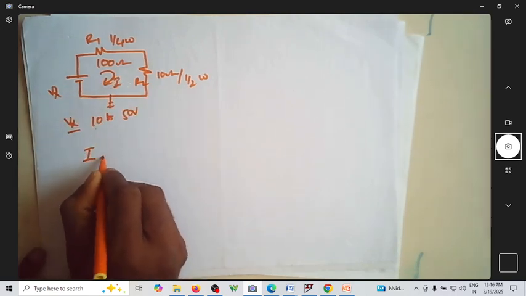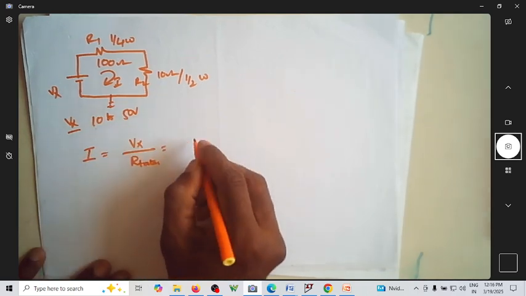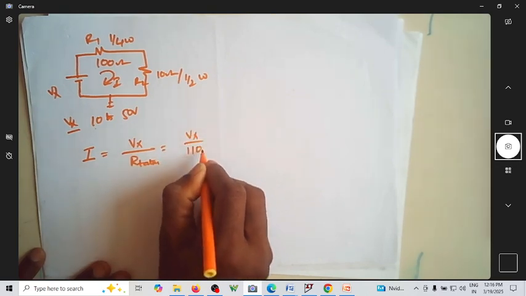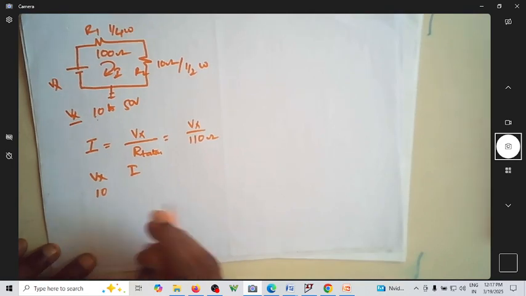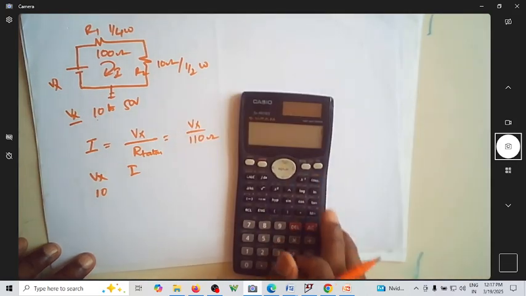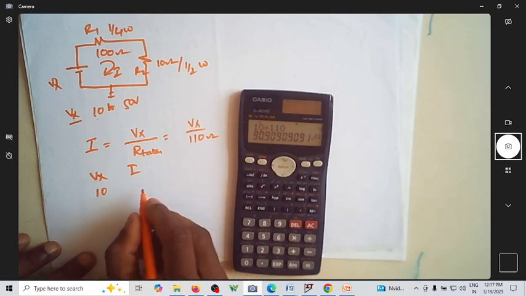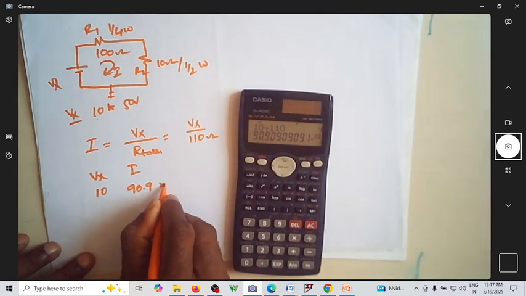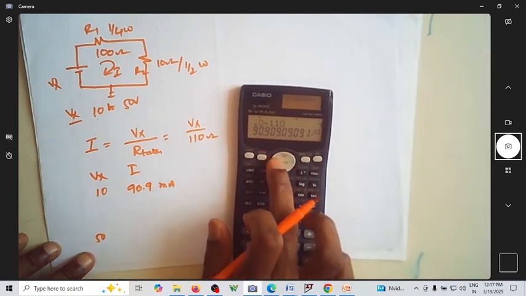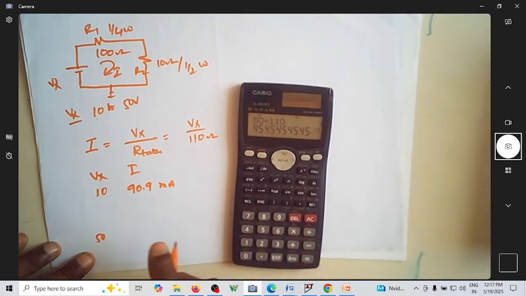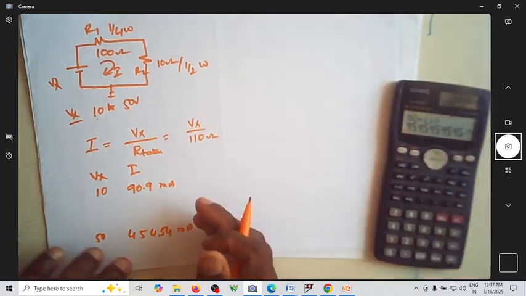The overall current that is going to flow here is Vx divided by R total. R total happens to be 110 ohm, so it is Vx by 110 ohms. If Vx is 10, it is 10 divided by 110, which is 90.9 milliamperes. If it is 50 volt, the current would be 454.54 milliamperes. This is the current that is going to flow.